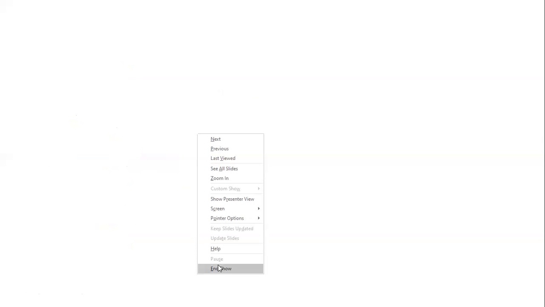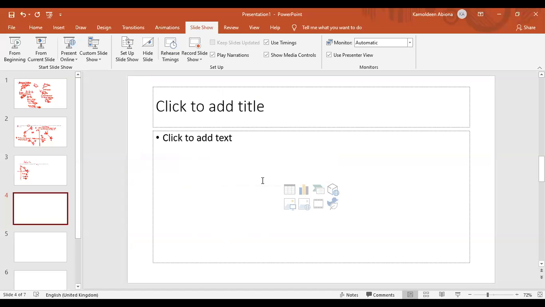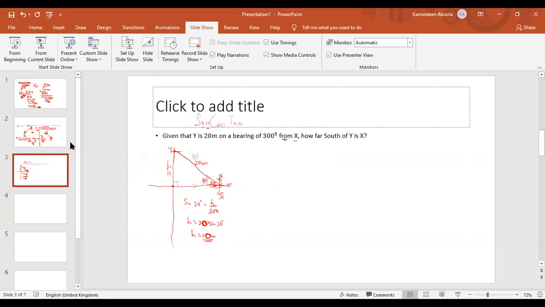Somebody asked what's the difference between compass bearing and three-figure bearing. I think I explained it earlier, but let me still explain it better so that you get what I'm trying to say.